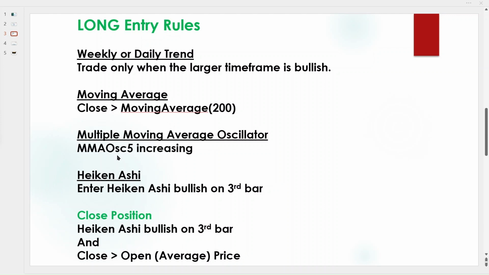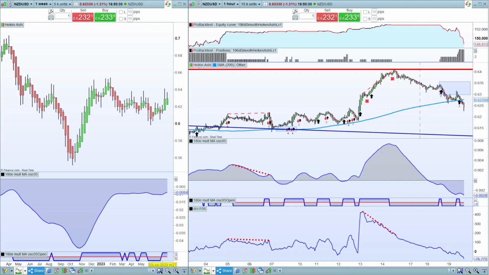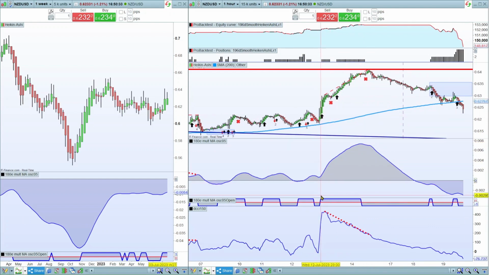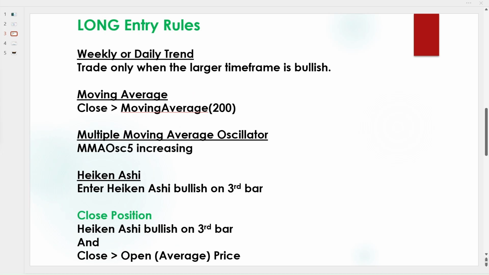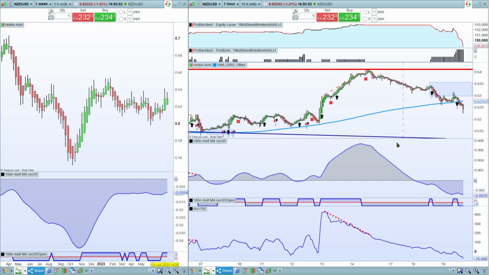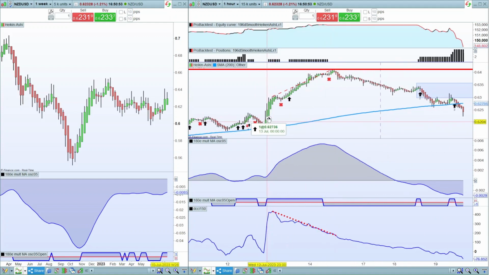We only go long on the hourly here when the multiple moving average oscillator 5 is increasing. So again, you can see here, for example, the close there on this particular bar is greater than the moving average, and the oscillator here is increasing. So that's the other parameter you must follow. And then we look at the Heiken Ashi bullish on the third bar. So you'll notice we enter there on the third bar.